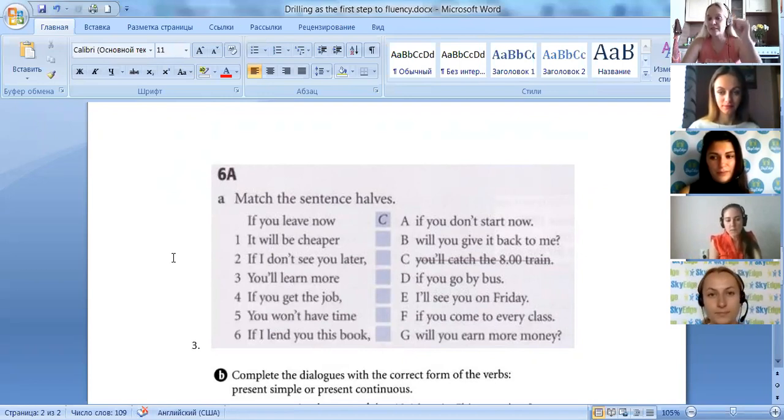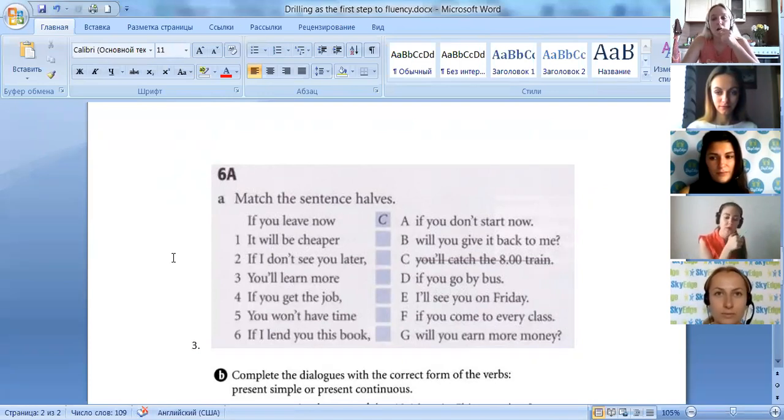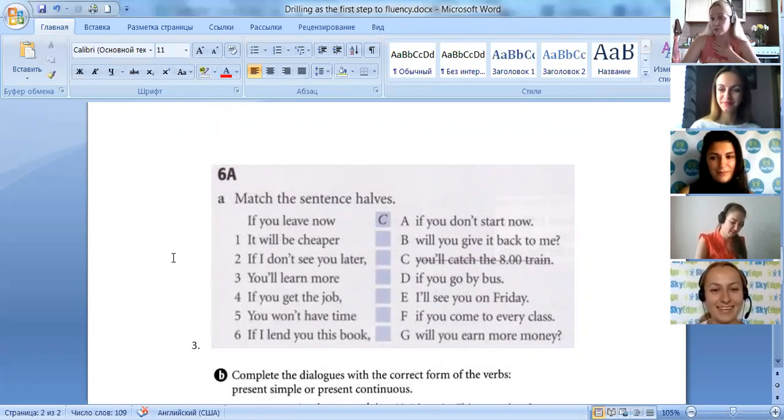Now, I read the beginning, and to make it shorter, I'll read from 1 to 3, okay? And you remember the ending. Oh, wow. It will be tough. Yes. I'll help you, don't worry. I'm here to help you. Okay. It'll be cheaper if you go by bus. Good, you see, not so difficult.